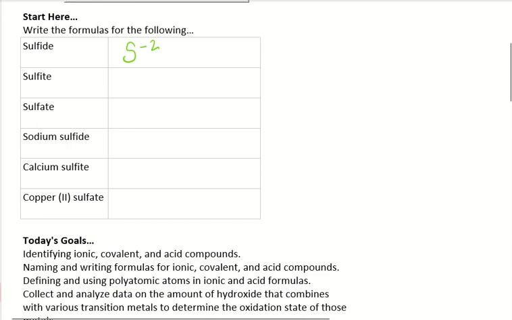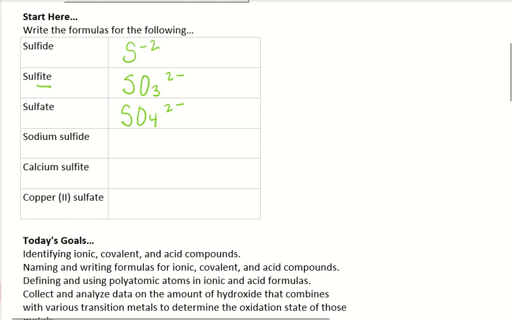Where have you seen sulfite and sulfate? What did you just say? Yeah, on that polyatomic ion list. So sulfite is SO3 with a 2 minus charge. Sulfate is SO4 2 minus. Again, you see such similarities in the names, you've got to know the difference because there are clear differences between the three.